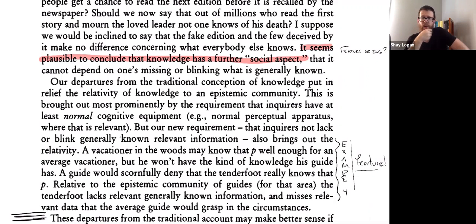Okay, and so you can imagine he has this story about a vacationer in the woods. So, I'm wandering around the woods, I see a bush and I think it's blueberries, and maybe I know well enough for the average vacationer that that's blueberries. But of course, the guides who are experts in the area wouldn't count me as knowing, because they know, for example, all of these poisonous berries that look a whole hell of a lot like blueberries. And so qua guide, I don't know that these are blueberries, but maybe qua vacationer, I do.